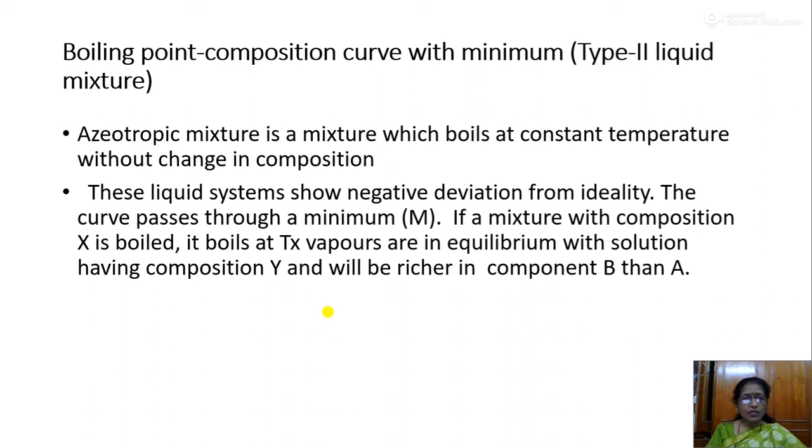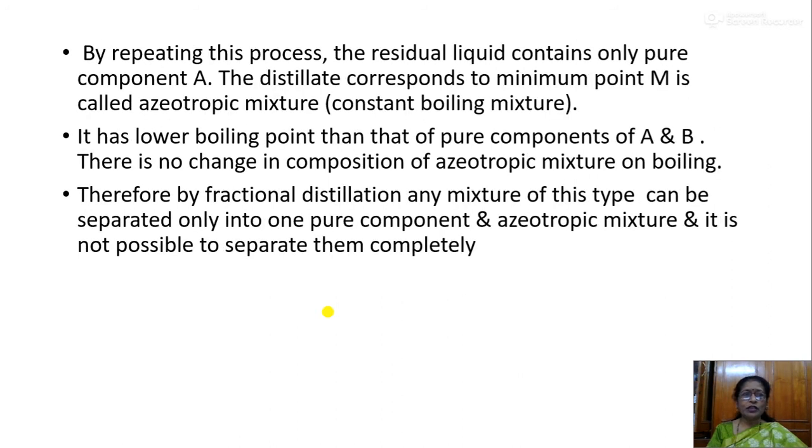The curve passes through the minimum. If a mixture with the composition X is boiled, it boils at Tx. Vapors are in equilibrium with solution having composition Y and will be richer in the component B than A. It is shown by the graph. By repeating this process, the residual liquid contains only pure component A. The distillate corresponding to minimum point M is called azeotropic mixture. That is constant boiling mixture.